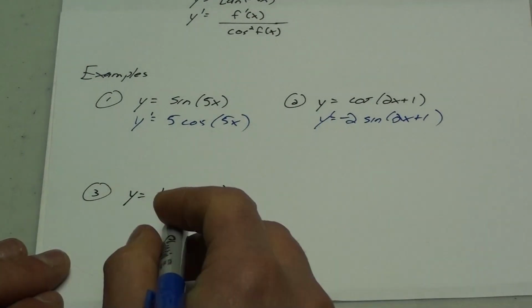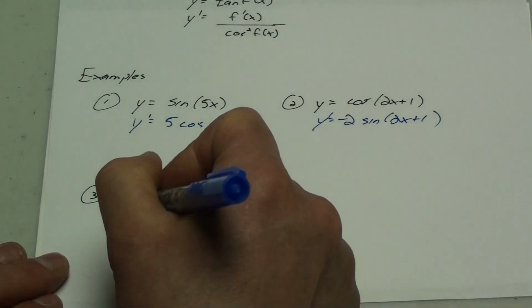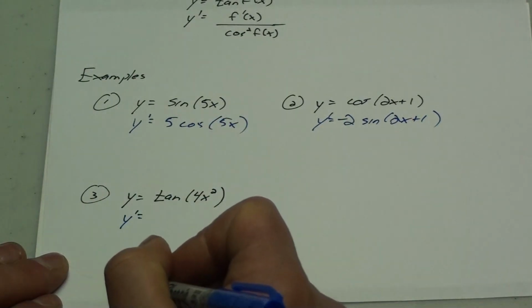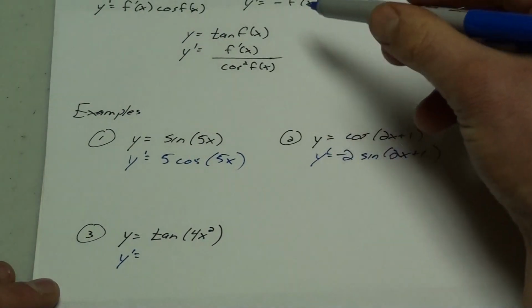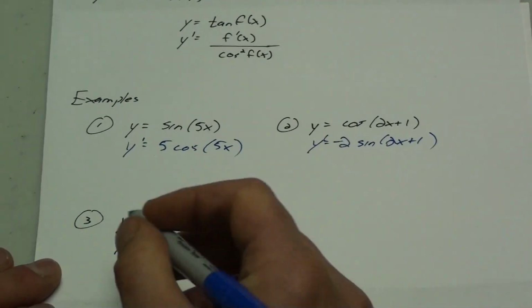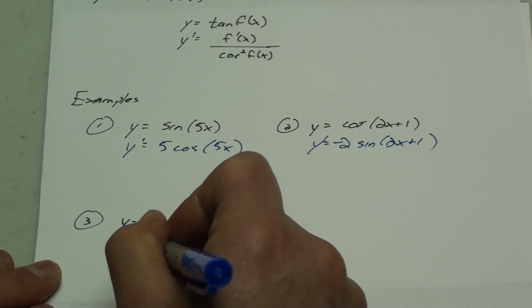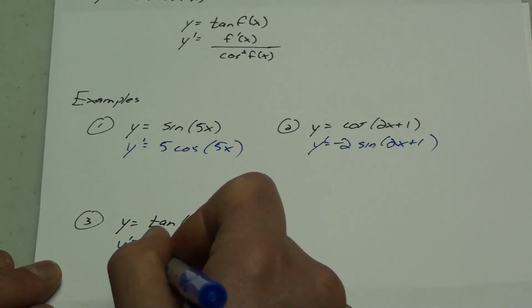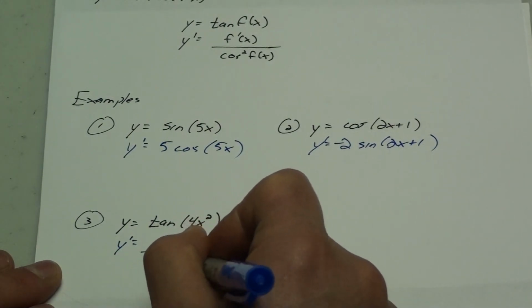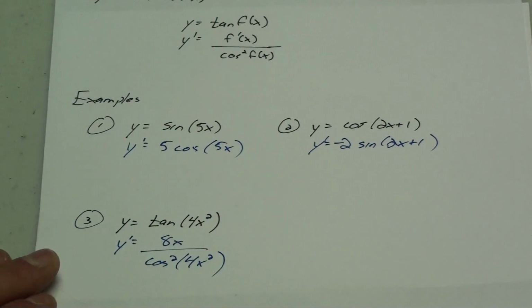The derivative of tan, my angle here is 4x squared, so the derivative is going to follow the 1 over cos squared, but I need to take the derivative of the angle, so it's going to become 8x over cos squared, and then the angle stays the same.